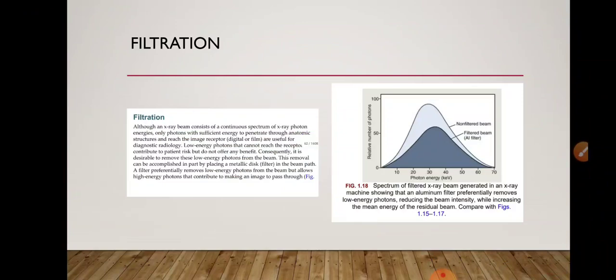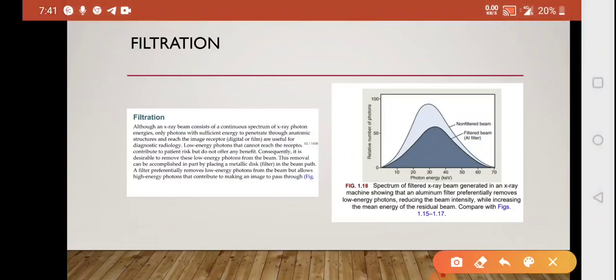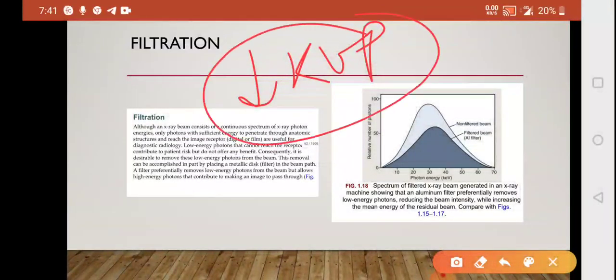Filtration is a very small topic. Filtration is a very easy topic, and in filtration you should know that filtration is going to decrease all those X-rays that are of low kVp. Low kVp means X-rays that are of low energy. What are these low-energy X-rays going to do? They are good for nothing. Why? Because they are going to cause exposure. They are going to cause fogging. They are of no use.